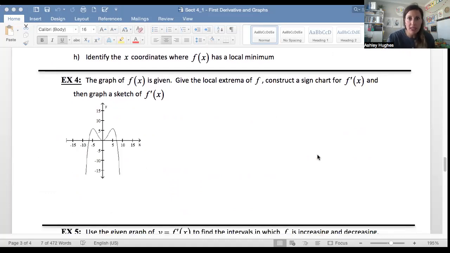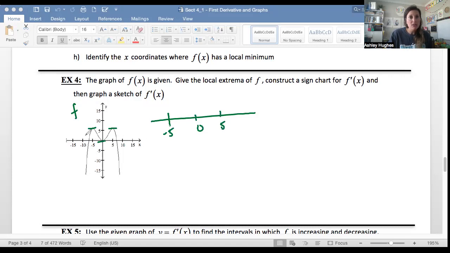This is the graph of f again. Given the local extrema, construct a sign chart for f prime and then sketch a graph of f prime. Okay, so this is a graph of f. And I know that my horizontal tangents are where my critical values are. So that would be at -5, 0, and 5.